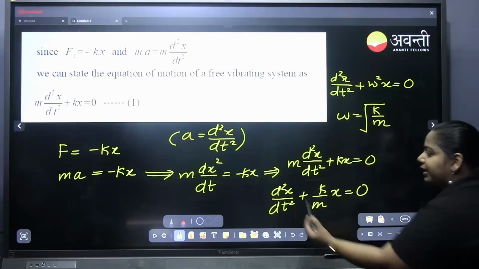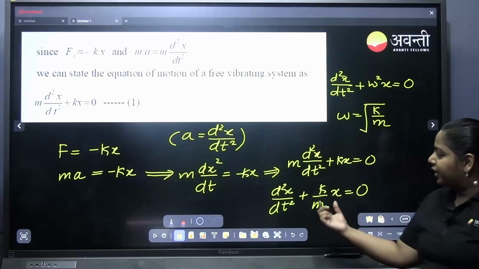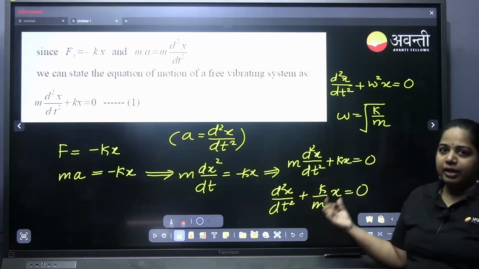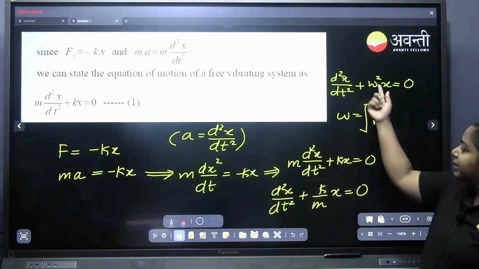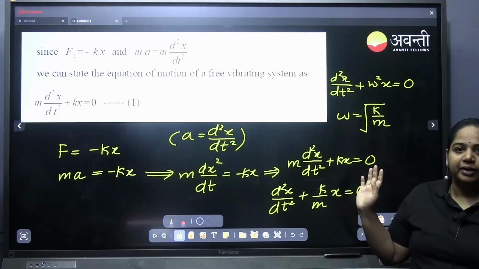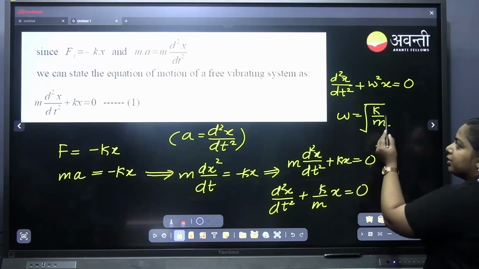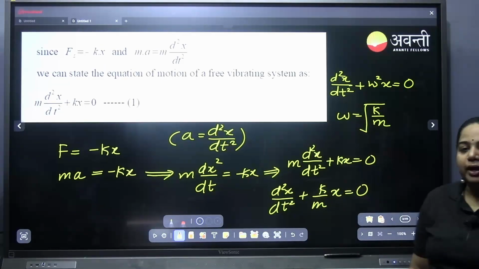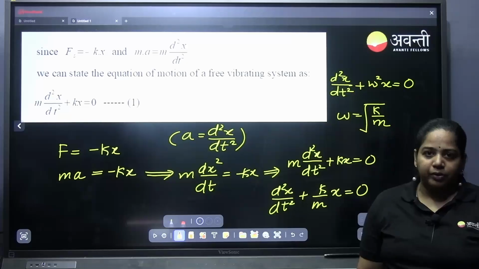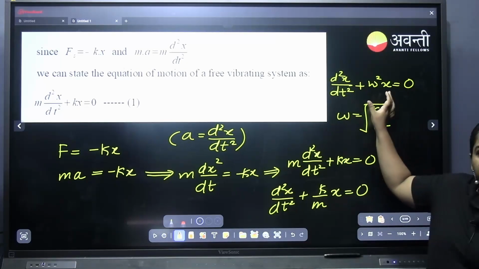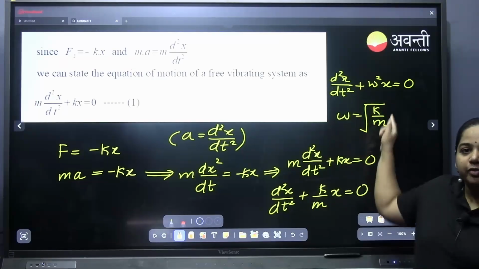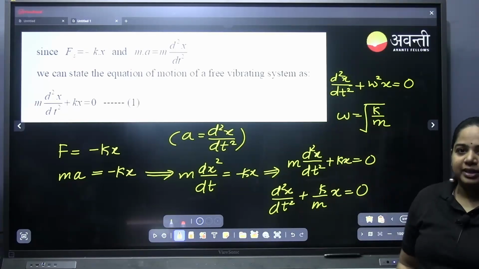Okay, till here you understood, right? Here we are introducing k by m as a constant. K is constant, mass is constant. So we will substitute it with omega square. And so omega will be equal to root k by m. Omega is angular frequency, that we already knew. That same omega we are using here, but its value will be root k by m in this case.